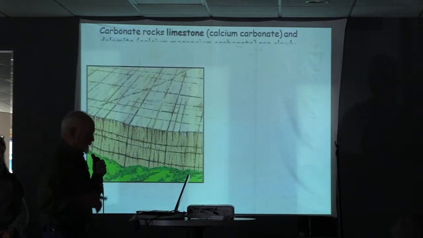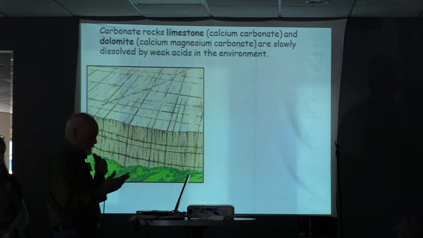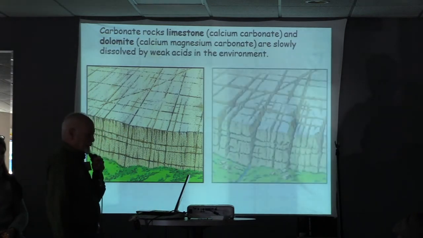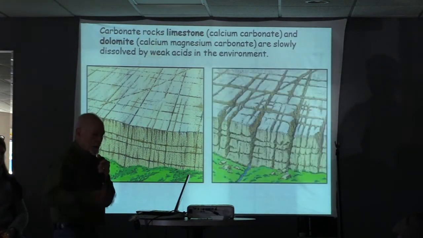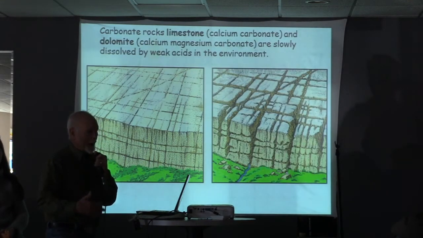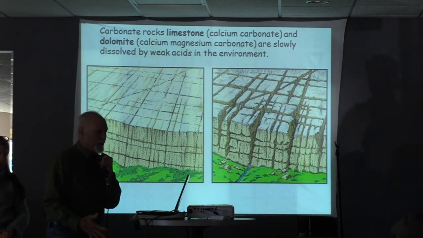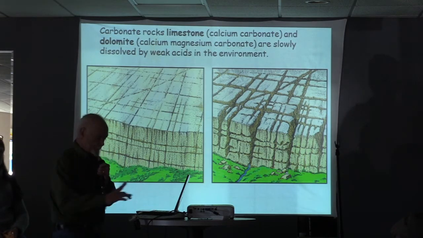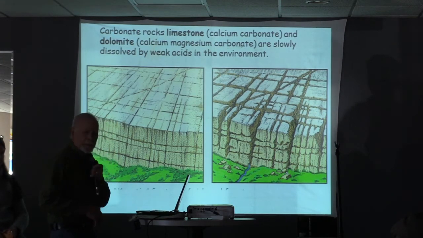Here's a diagram of what a karstic rock would look like in the beginning, and what it would look like over time. The more those fractures get widened by water percolating through and dissolving the rock, the wider the fractures get, and the faster water can flow through. Does that make sense so far?